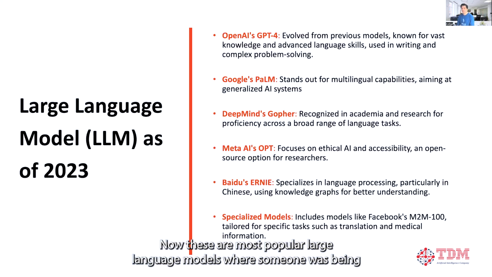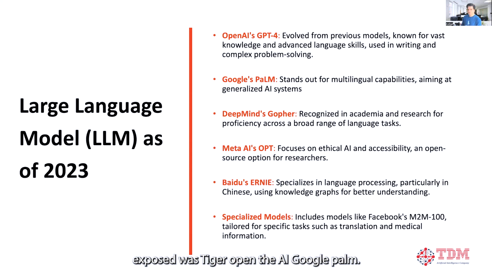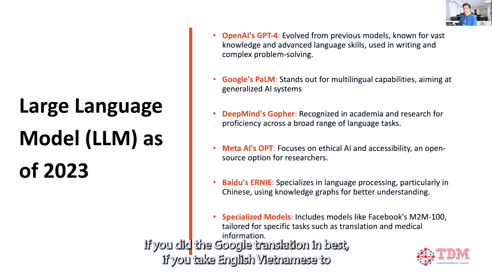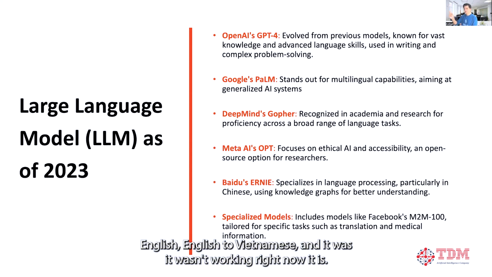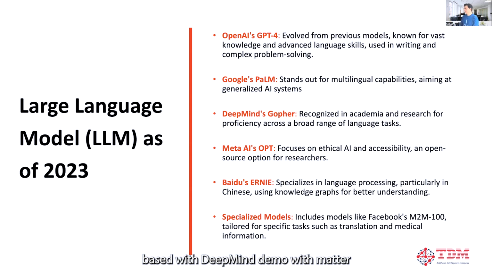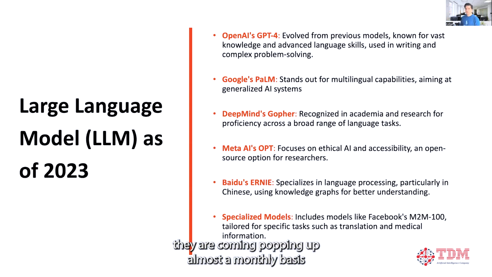Now, these are the most popular large language models for someone being exposed for the first time. OpenAI, Google PaLM, which has multilingual capacity for generating text. If you used Google Translate in the past, English to Vietnamese and the reverse, it wasn't working right. Now it is so flawless. These are T5 models behind the scenes. DeepMind came up with models, then Meta, Baidu, and specialized models like M2M by Facebook. They are popping up almost on a monthly basis.